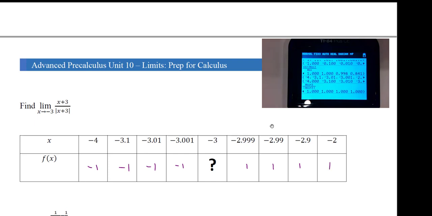And so now we can distinctly see that on one side we're approaching -1, but on the other side we're approaching a different number. And so there's a jump that is happening here. This is going to be a DNE because it's not predictable.